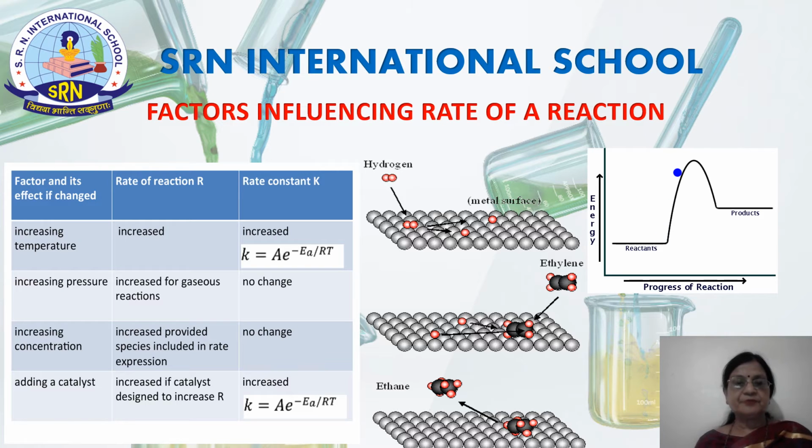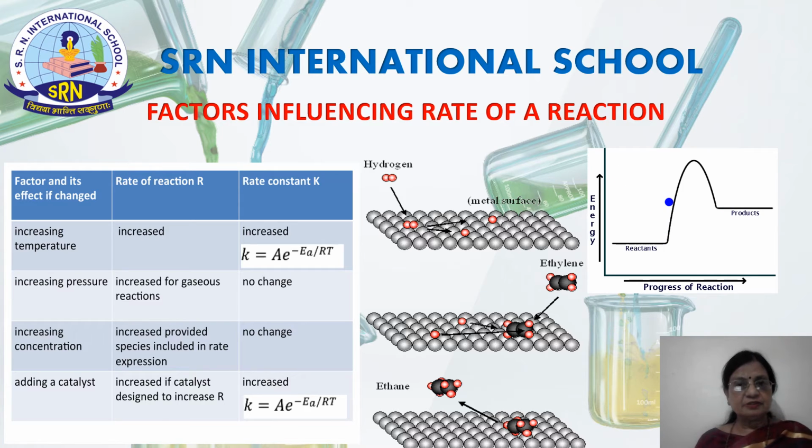For example, the reaction of ethene and hydrogen gas, both are gases. Ethene is also a gas and hydrogen is also a gas. So when they are reacted together in presence of a catalyst like metal, palladium, platinum, nickel, then it converts into ethane. Ethane is the product formed. And this catalyst increases the rate of reaction. It makes the reaction faster.